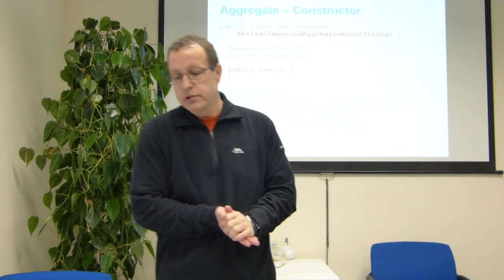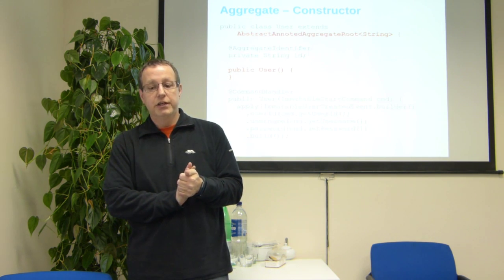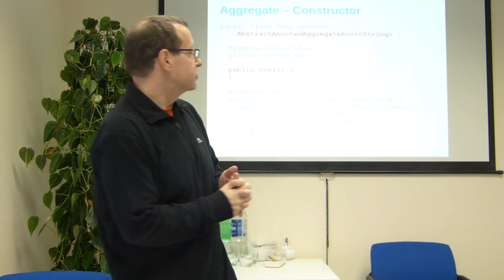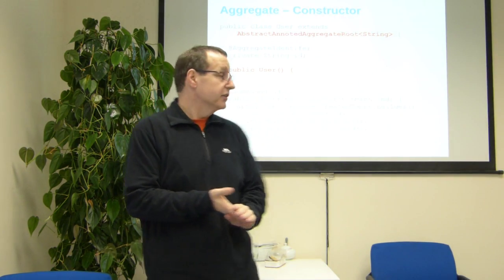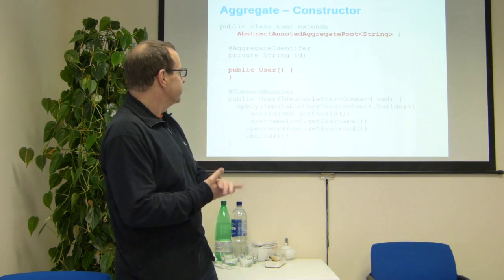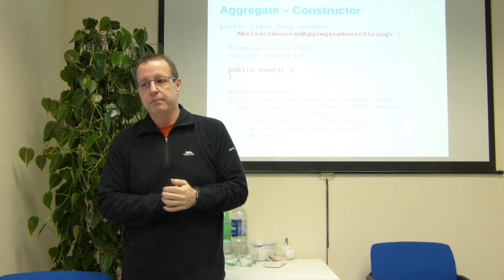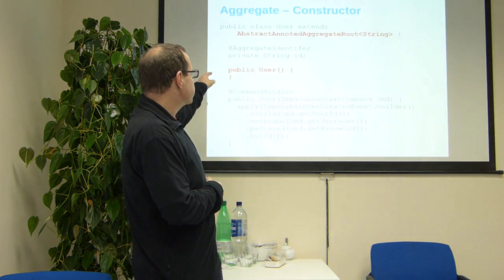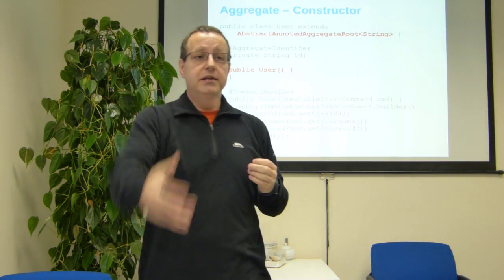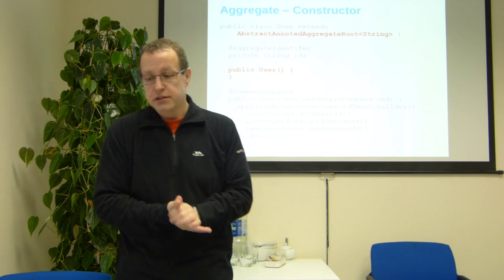So let's have a look at some code. So we've got a user aggregate here. It extends the base class. It's a type string, saying basically the ID for this is a string. It has an aggregate identifier, just to say, well, this field is the identifier, which helps it persist. And then it has to have an empty constructor. That's so that when it loads it from the beginning, it creates a blank instance and then applies these events.